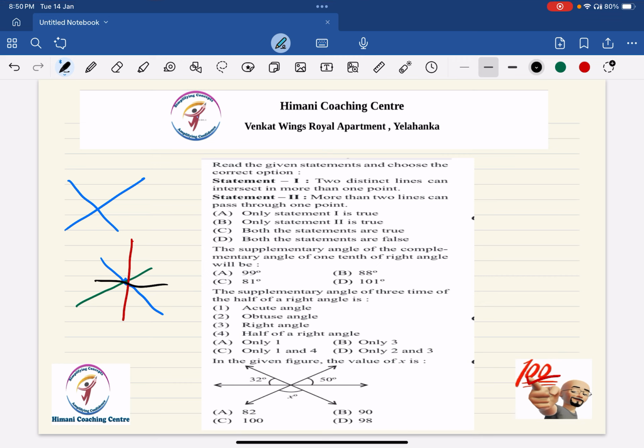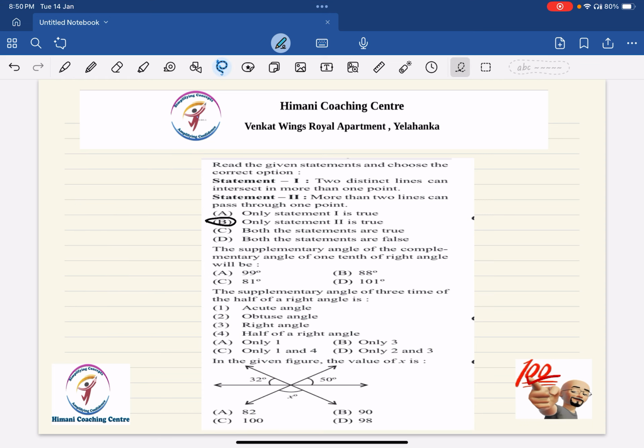Okay. So they have asked us to choose the correct option. So we found that the first statement is not correct, but second is true. So we will choose option number B. Okay, that's how we do these kinds of questions. Okay, students. Now let us move to the next question.